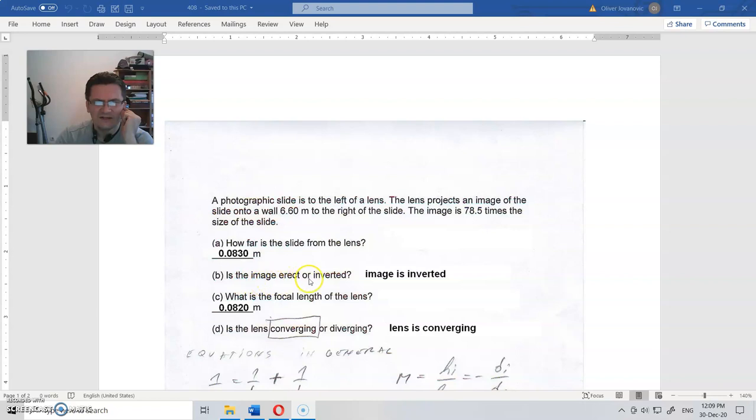Is the image erect or inverted? Here's the answer. What is the focal length of the lens? Is the lens converging or diverging? The lens is converging. So, now the answers. How did I get to these answers?